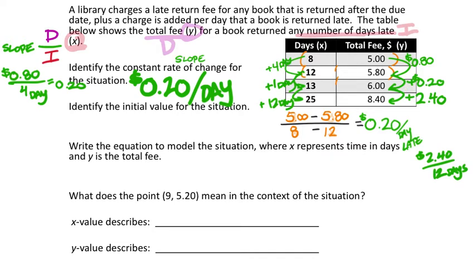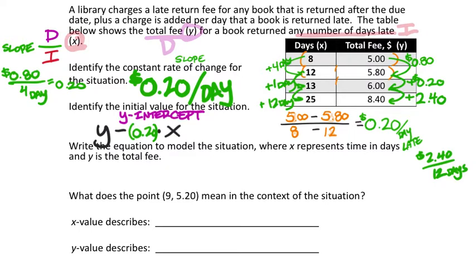Then it says identify the initial value for this situation. Remember, we have our y-intercept formula, right? And that's what initial value is. It's a y-intercept. So that's what I'm going to use. Remember, that's y minus m times x. Remember, m is slope, which we just found was 20 cents per day. So I'm just going to use the value there, 0.20.